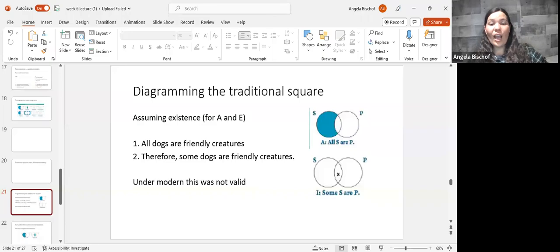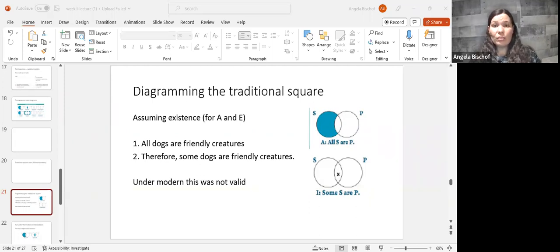All right, so now we are diagramming in the traditional square. And this is the very first video I showed you, this argument where it was still valid, but the pictures didn't match up exactly. That's because of how we diagram in the traditional square. These are the cases where we're going to have valid arguments, but the diagrams are not going to be perfectly identical. Because remember, we are assuming the existence, and this pertains specifically for A and E statements.